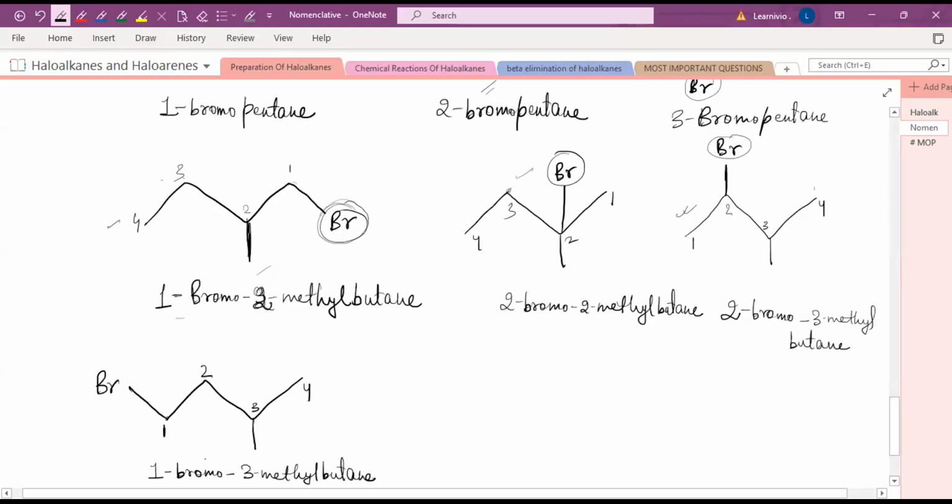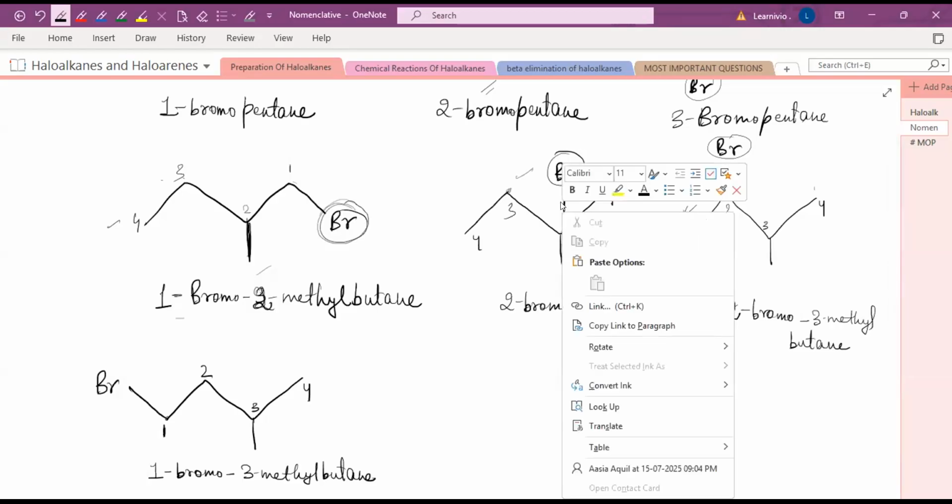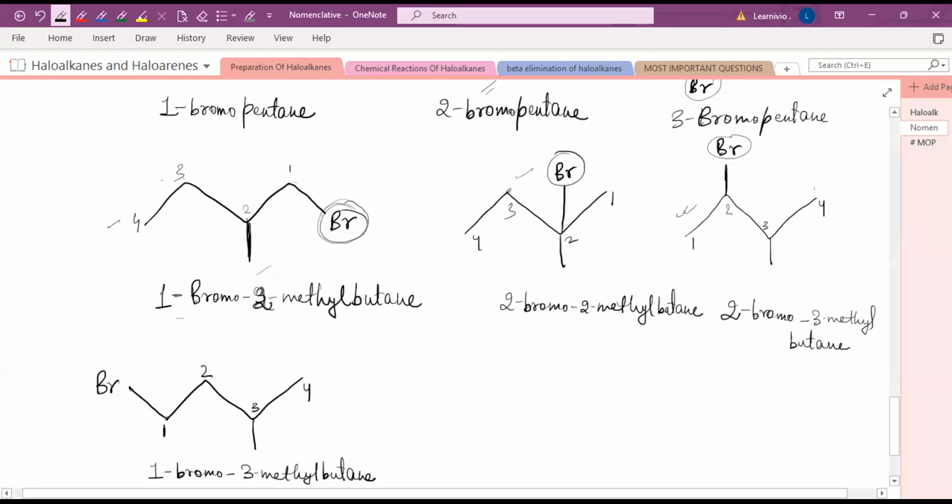Another thing we can do is, you can see on the second position, there is a bromine group and the methyl group is there. Right. So you can also use this.